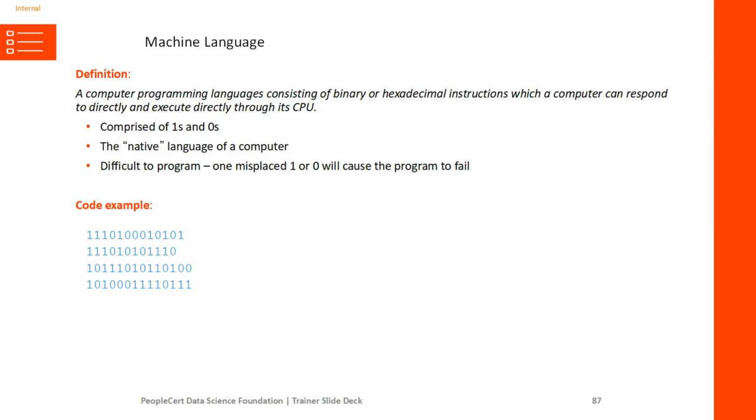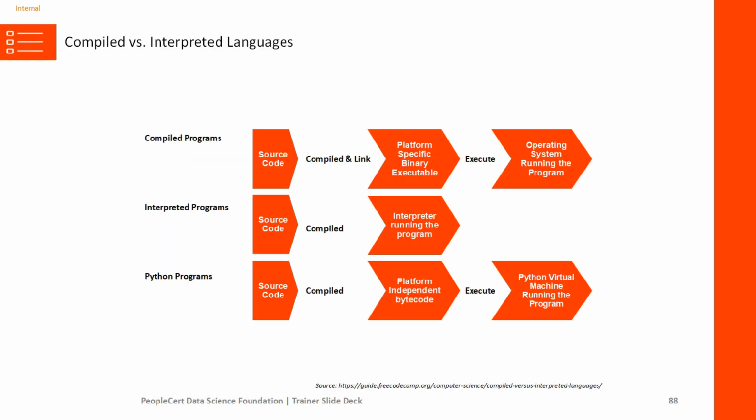Now let's look at the examples of compiled languages versus interpreted languages. In the case of compiled languages, you have source code which gets compiled and linked, and this produces a platform specific binary executable. And finally, when you execute it, your operating system will run the program. So this is the overall compiled program. An example of a compiled program is when you write your code in C++, you compile your program through Turbo C, and that's how you execute it.